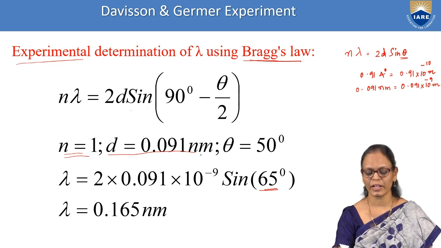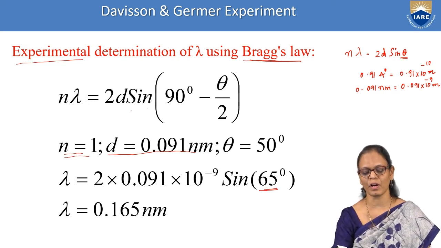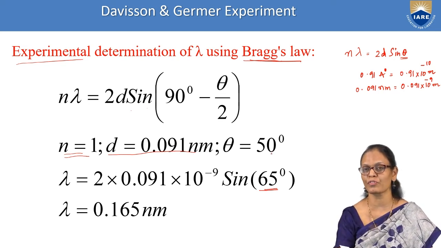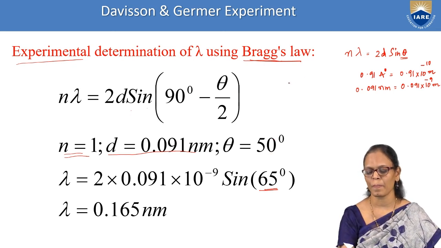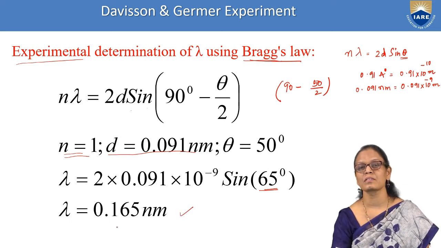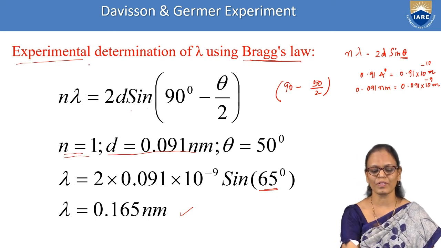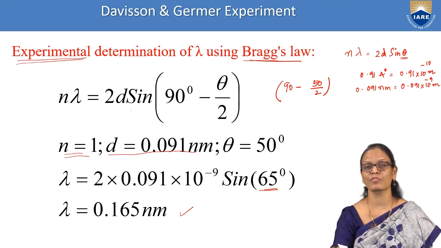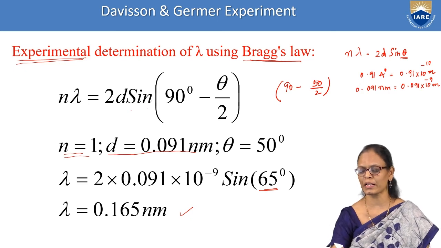So, here we are writing in terms of nanometer. 0.091 into 10 power minus 9 into sine 65. How are we getting sine 65? Theta is equal to 50, so 50 by 2 is 25. So, 90 minus 50 by 2 gives us 65. So, the value of lambda we are getting is 0.165 nanometer. This is what we are getting from the experimental determination.